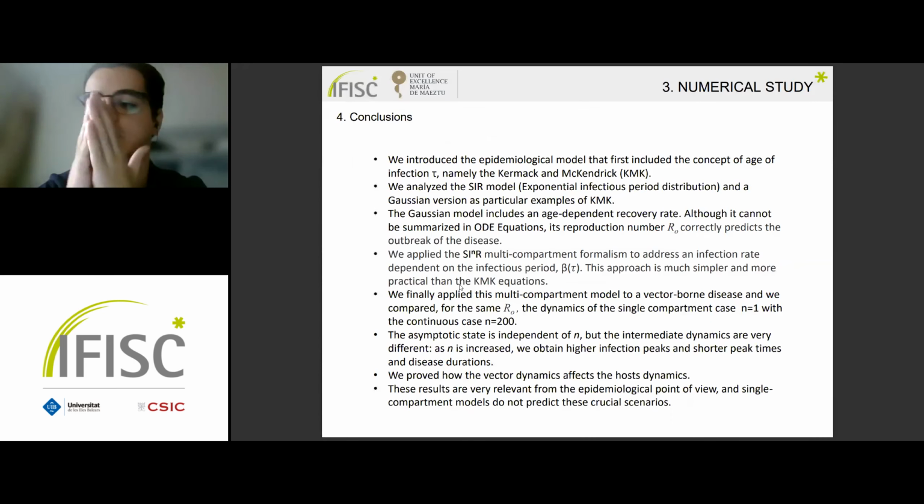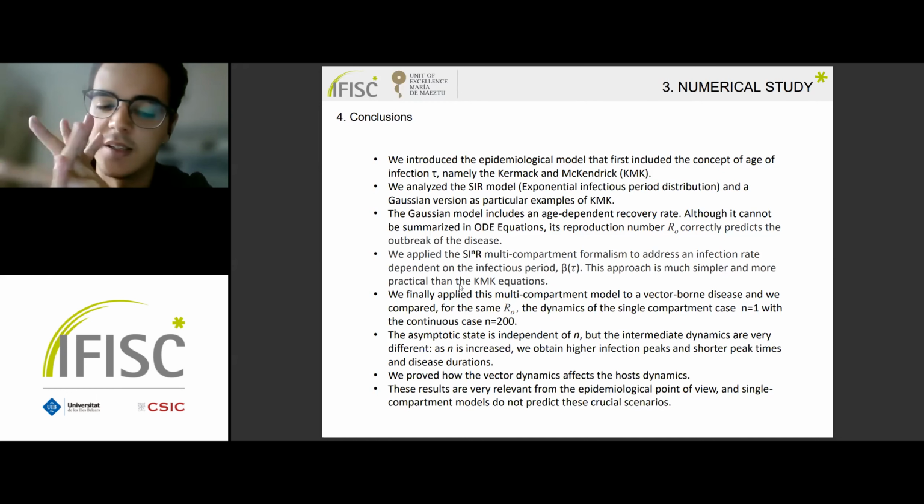So finally, as conclusions, we introduced the epidemiological model that includes the concept of age of infection. This is the Kermack and McKendrick model. Then we deduced the SEIR model as a consequence of this more general model, and a Gaussian version of the Kermack and McKendrick equations. From this Gaussian model, we couldn't find ordinary differential equations, but we could numerically solve the equations, and we found an expression for the reproduction number that correctly predicts the outbreak of the disease.